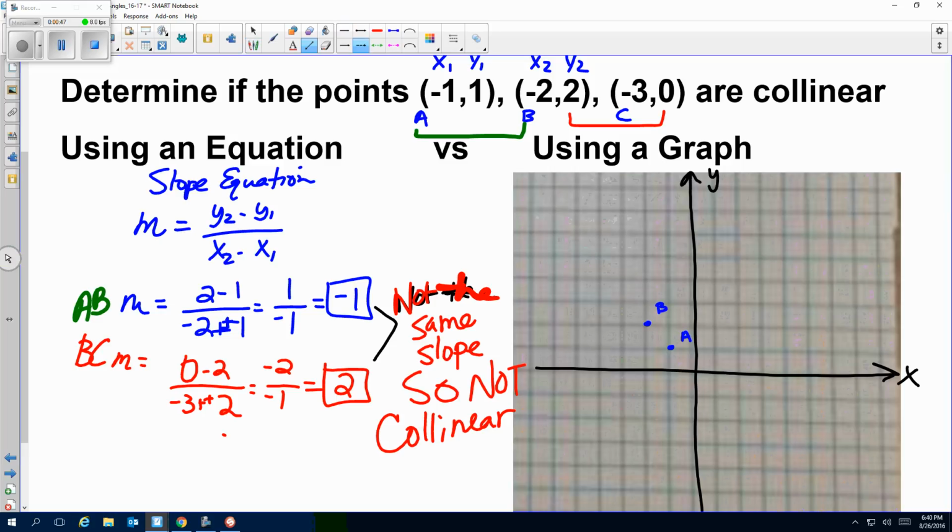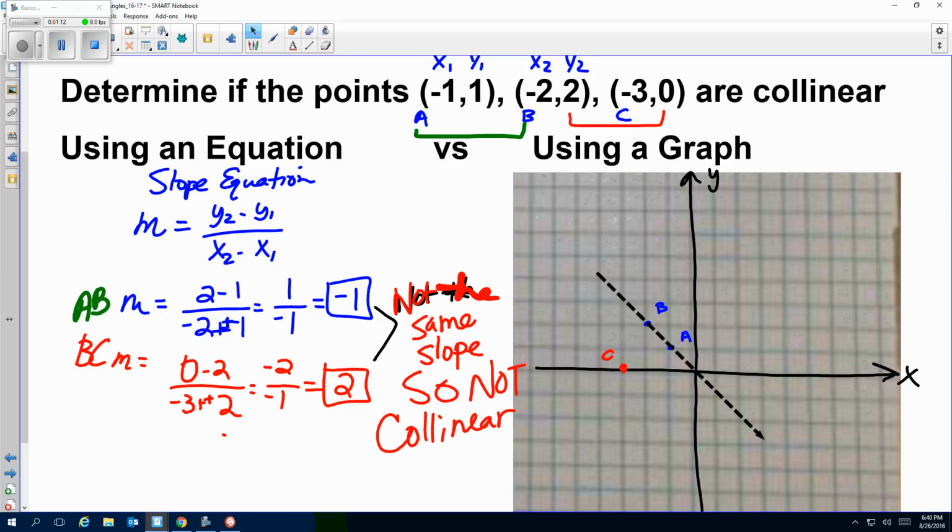So I'm going to do the one that's on the Smart Notebook. So there is my line going through those points as such. Pretty good. Okay. Now I'm going to plot point C. Point C is at a -3. 1, 2, 3, -3 here, right here. And now I can physically see that that point is not on that line, and I'm done.